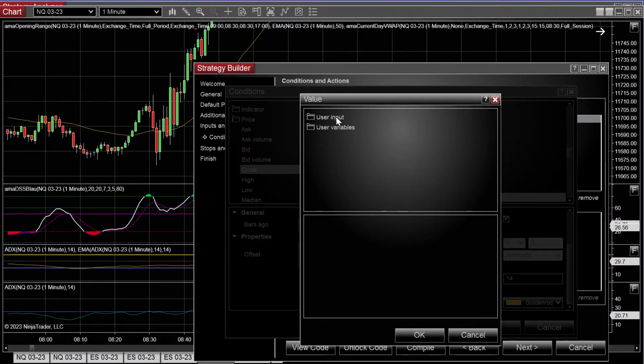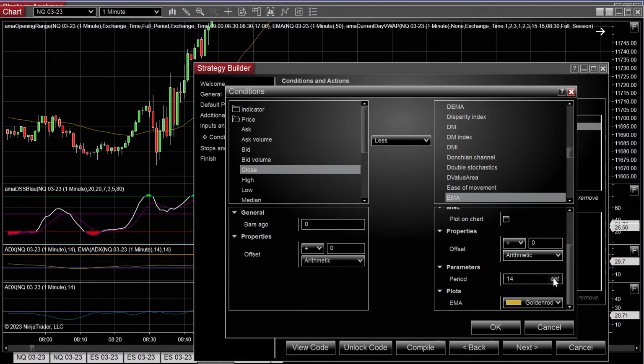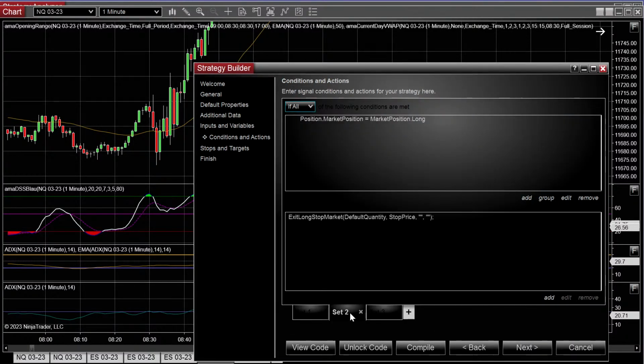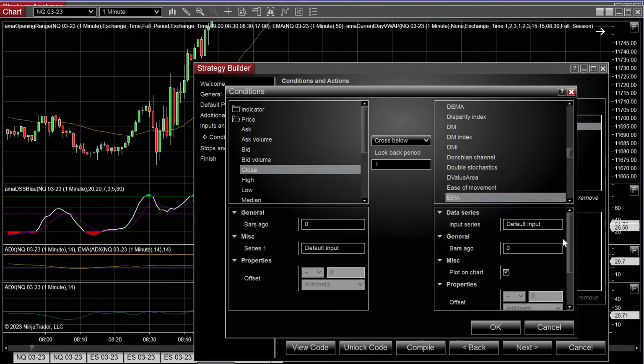So let's set our period as the EMA, and then make sure everything's working. That stop price might not do what I want it to. Sometimes it acts up. I've got to put it on a different set.